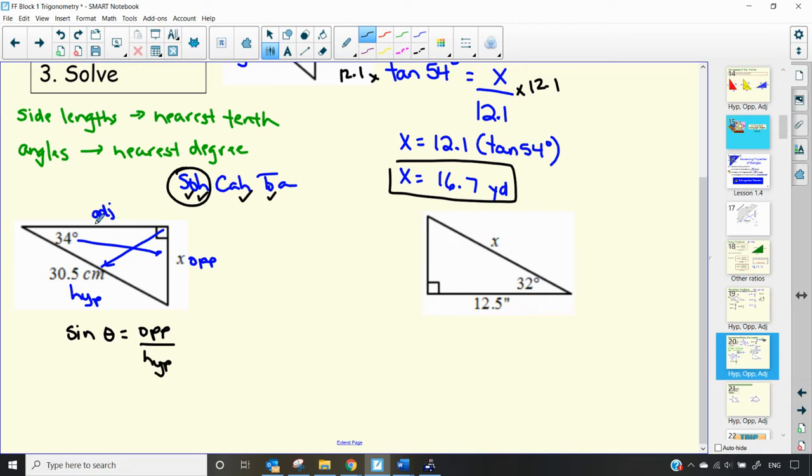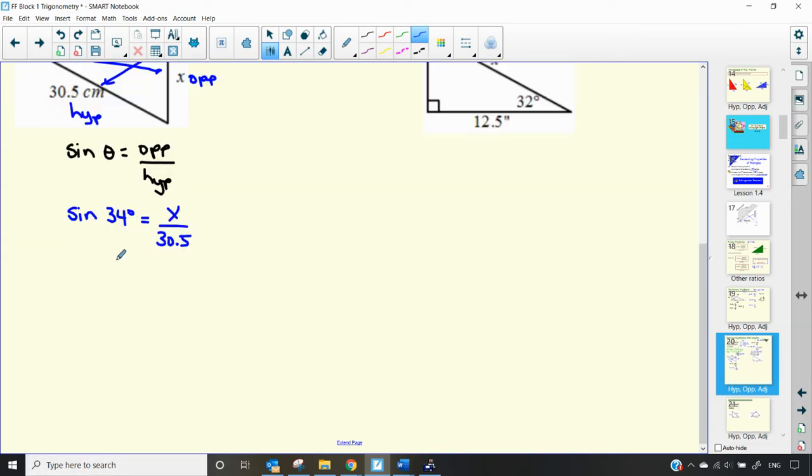So we've got our triangle labeled. The next step is to set up our ratio. We know that we're using sine. So filling in what we know here, we have sine of 34 degrees equals opposite, which is x, over 30.5. All right, so when the number is on the bottom, we're going to be multiplying by 30.5. So this gives us x equals 30.5 times sine 34.